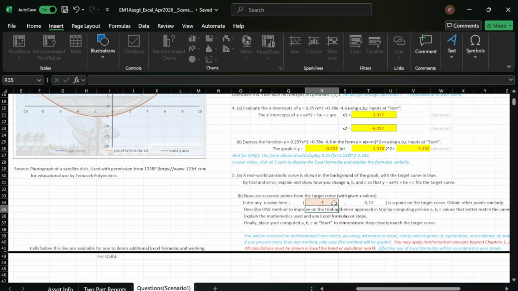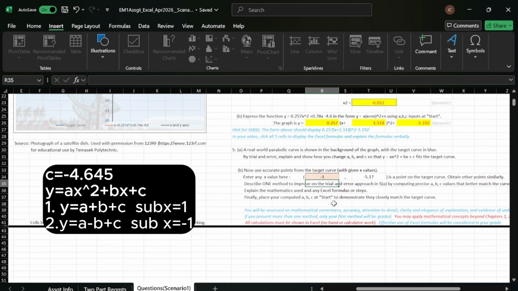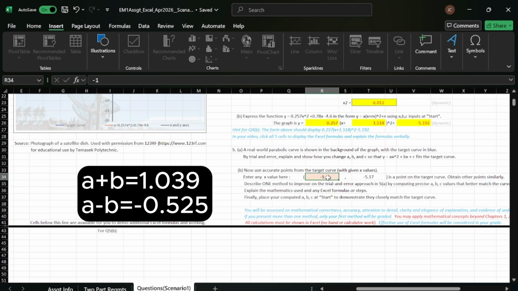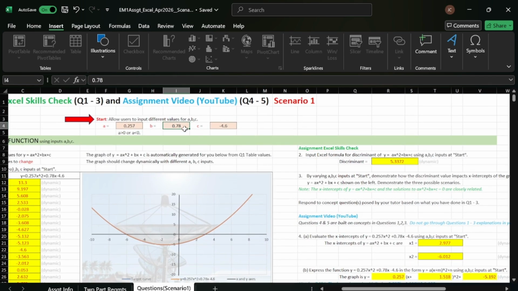I will then use these values to form two equations using the quadratic equation. The first equation will be y equals a plus b plus c when we sub x as 1. And the second equation would be y equals a minus b plus c when we sub x as negative 1. We also know the value of c being minus 4.645, and we can sub it into the equations. Now we can find a and b using simultaneous equations, which gives us a as 0.257, b as 0.782, and c as minus 4.645.